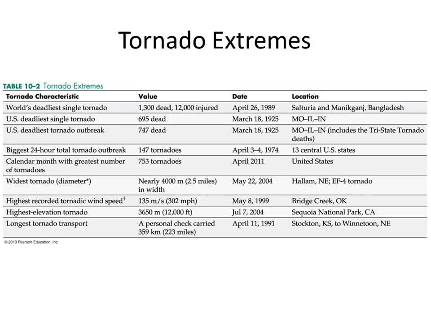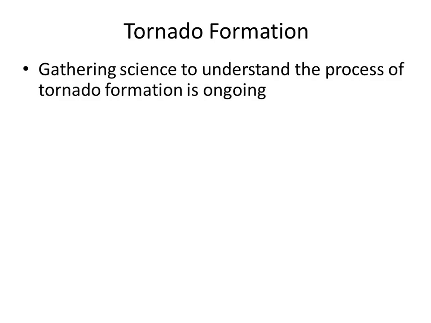Longest tornado transport. We're going to see this statistic here in a minute. Basically, a personal check was relocated 223 miles within the tornado. But that means that the tornado went that far? Like, really? So I just think that's cool. So kind of like the premise of the movie Twister.